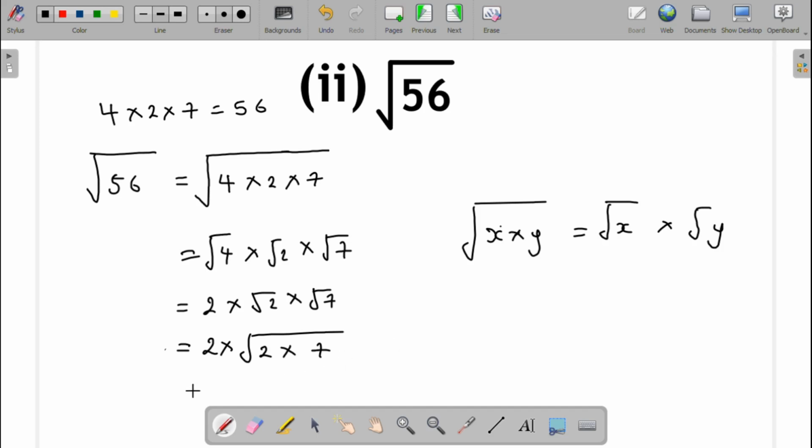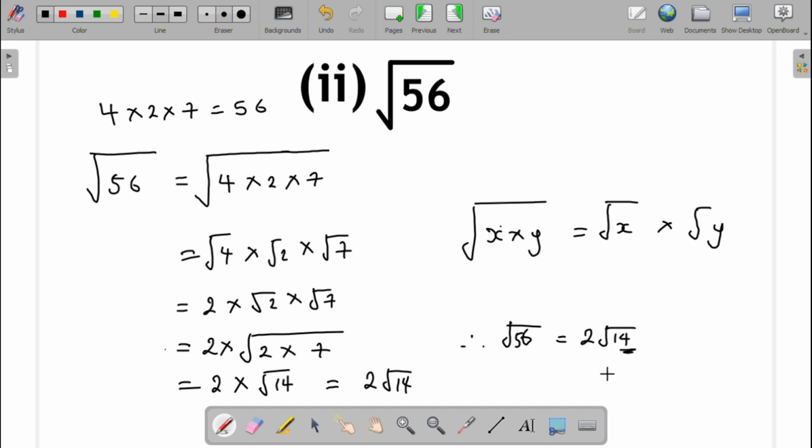Now this is equal to 2 times root 14, which equals 2 root 14. So therefore, root 56 is simplified as 2 root 14. This is the basic form of root 56. Now, if you look, root 14 cannot be simplified further. So we leave the answer this way.